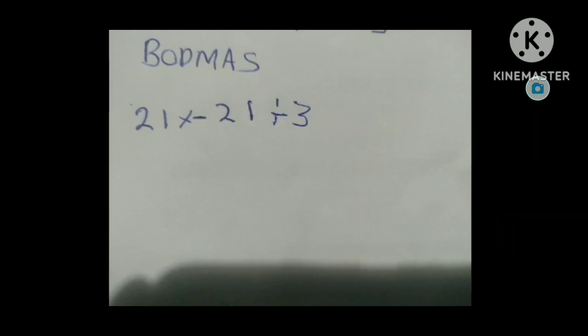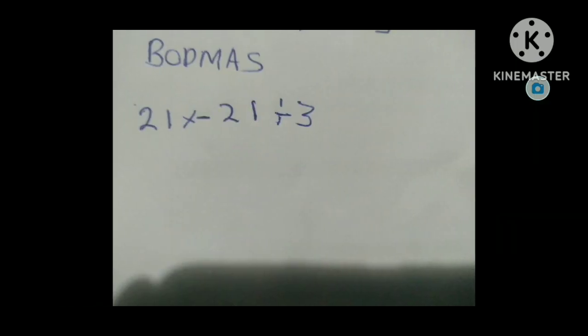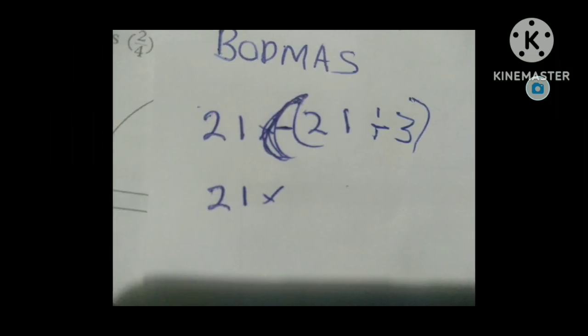So we first of all solve what is in the bracket. It is 21 times minus 21 divided by 3. You have to follow BODMAS even in what is in the bracket. So there is a division sign that comes before the minus sign.